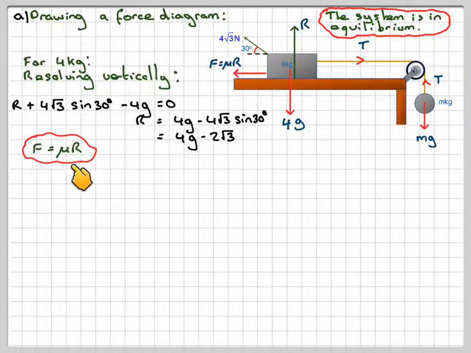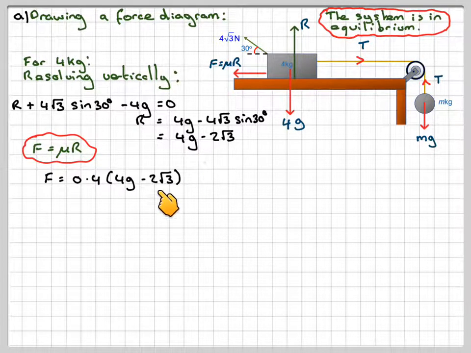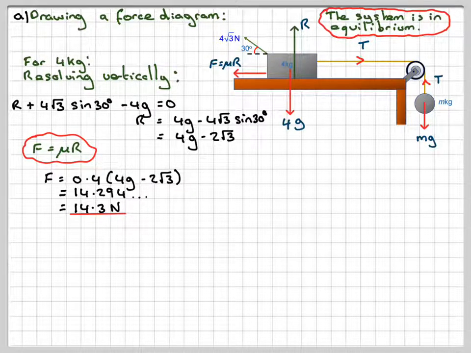Using F is equal to μR, we've got R and we know that μ is 0.4, so F will be equal to 0.4 times this, and that gives me 14.294. Make sure we keep the whole value because you will need that in a later calculation to avoid a rounding error. So that gives 14.3 newtons to 3 significant figures.